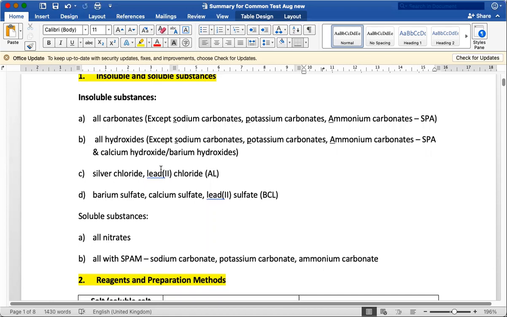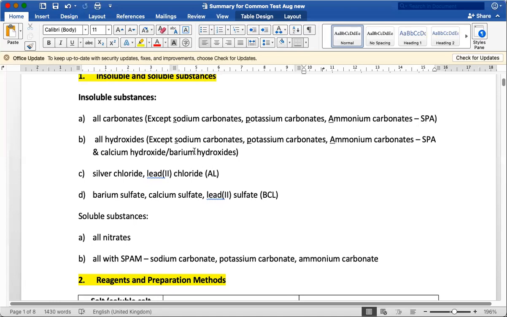Now, for insoluble substances, all carbonates are insoluble except group 1 and ammonium. The common group 1 metals that they will always ask in exam is sodium and potassium. So some teachers or myself have this habit of telling students, remember for carbonates, just SPA. S stands for sodium, P stands for potassium, and A for ammonium.